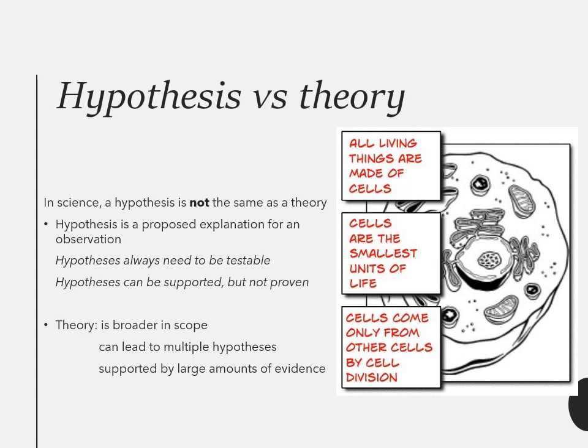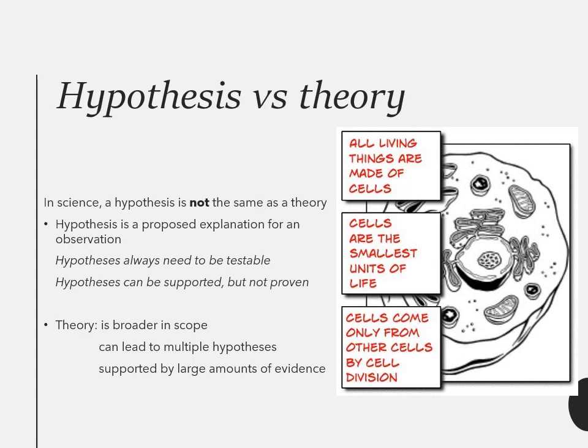A scientific theory, on the other hand, is much broader in scope than a hypothesis. It's more of an umbrella idea that can itself lead to multiple new hypotheses and is supported already by a large body of evidence. For example, the image on the right here illustrates what we call cell theory, which states that all living things are made of cells and that cells can only come from other cells.